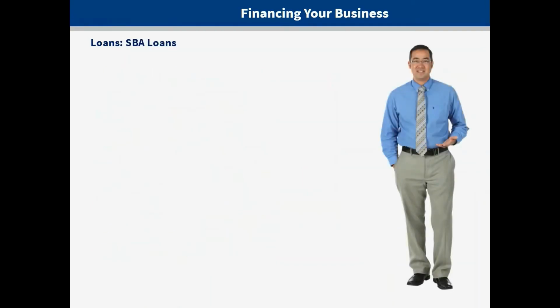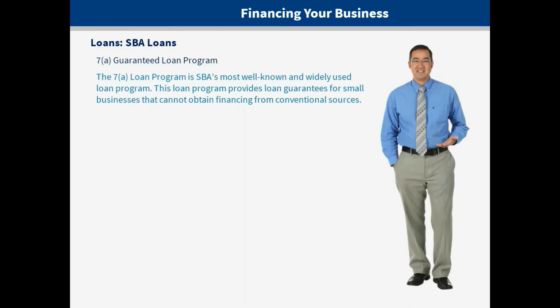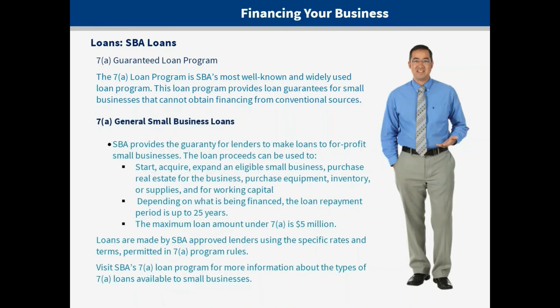SBA offers a variety of loan programs, including the 7A Guaranteed Loan Program. The 7A loan program is SBA's most well-known and widely used loan program. This loan program provides loan guarantees for small businesses that cannot obtain financing from conventional sources. Facts of the 7A loans include: SBA provides the guarantee for lenders to make loans to for-profit small businesses.